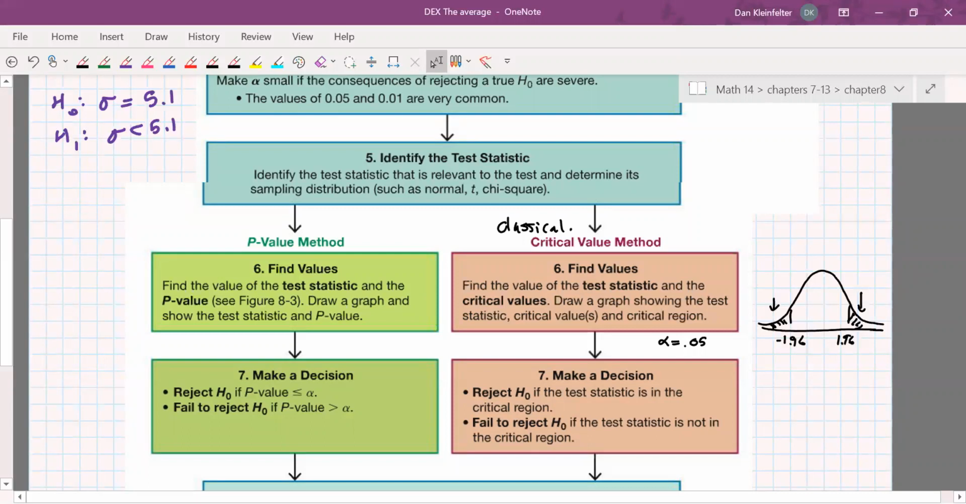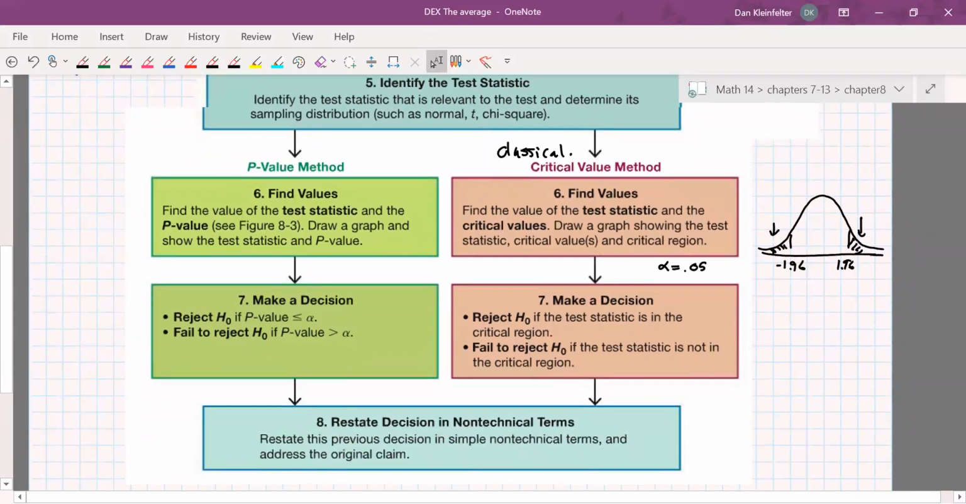This part may not make a whole lot of sense right now, boxes 6 and 7 in these 2 different methods. You really have to actually see how this is done in order to really get it. But for now, know that there's 2 ways of actually doing the test. One involves probabilities and is called a p-value method. One involves critical values and is called a critical value method. And we'll go over the specifics of how you do these a couple of slides from now.